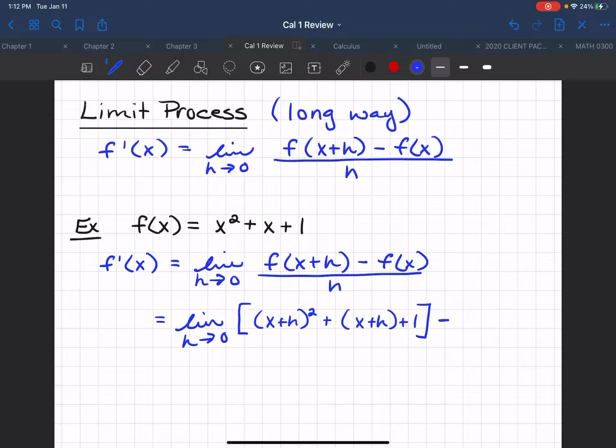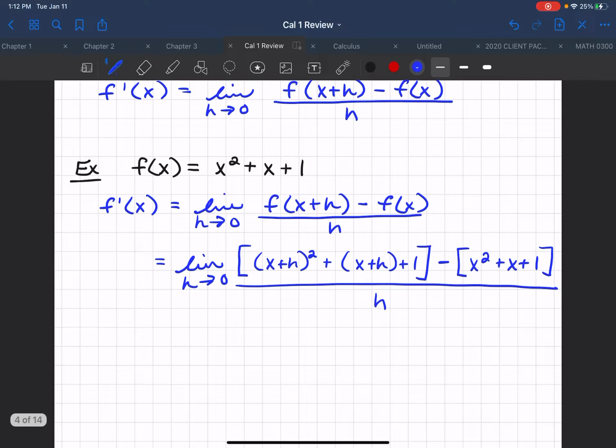And then we've got minus f of x. So just rewrite the whole equation, and then that's all divided by h. So that's my f of x plus h minus f of x on top, divided by h. Now that looks very messy, but when you start simplifying, some nice things happen and some things cancel out. So let's go ahead and simplify as much as we can.